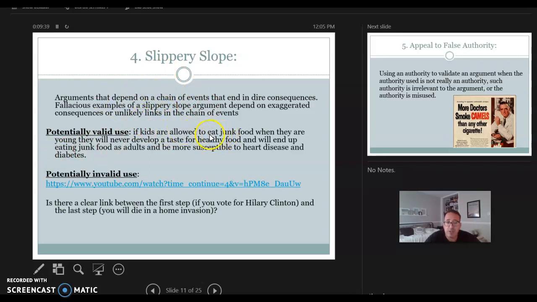I think we want to encourage children to eat healthy food at a young age so they get a taste for it and get into that. I'm not saying all children who eat junk food will end up like this, but I'm saying there's a risk. So I think that's a potentially valid argument.